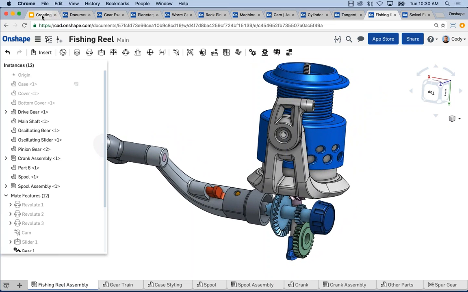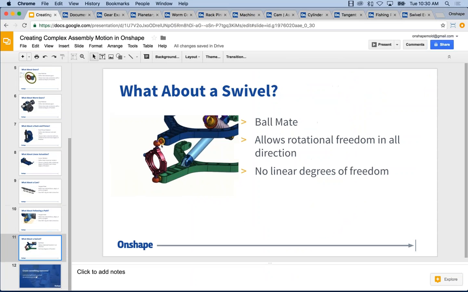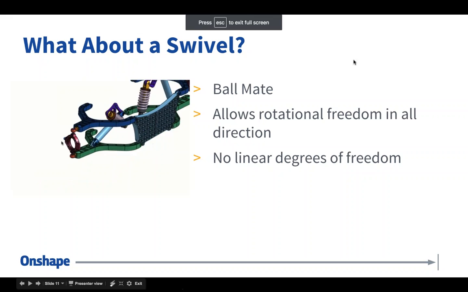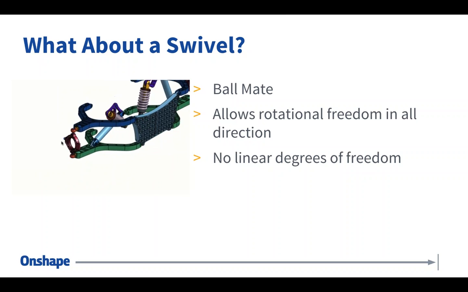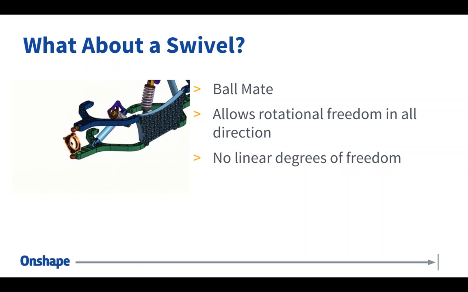I wanted to jump into our next one, which is, bear with me, the last one on my list, and that is a swivel. And this is another commonly asked question. I design suspension, or I design pneumatic cylinders and there's swivels on the ends, or there's all kinds of examples of parts where I have one swiveling relative to another. And the answer to this is a simple ball mate.